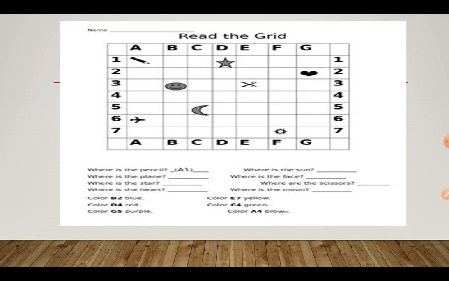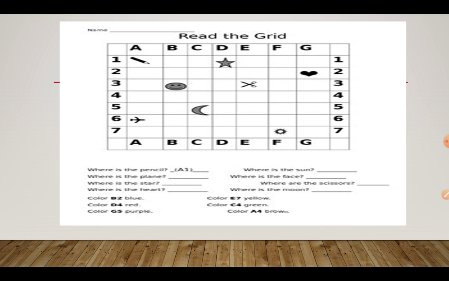Now how can you locate places through a grid? You can see pictures of a pencil, aeroplane, smiley, moon, star, Caesar, moon and heart. Now how are we going to locate these pictures through the grid? For example, take the pencil. Horizontally it falls in number 1 and vertically in letter A. So we are going to write A1.